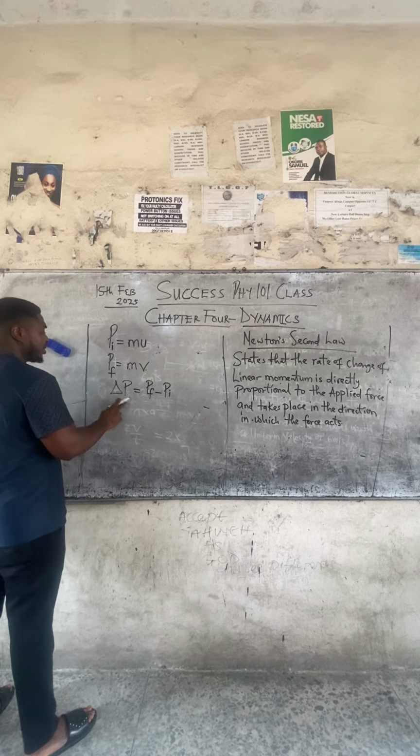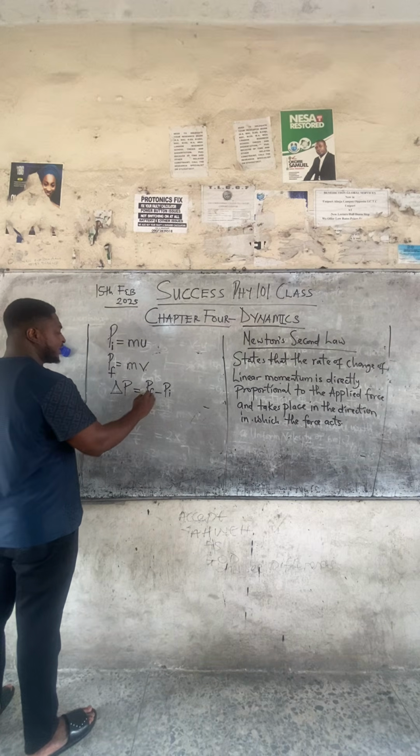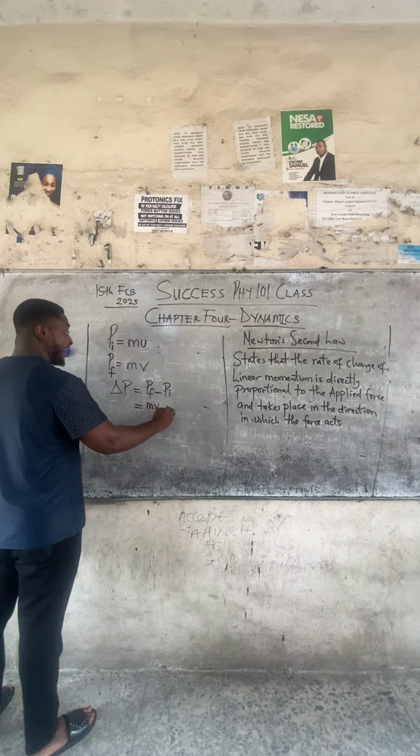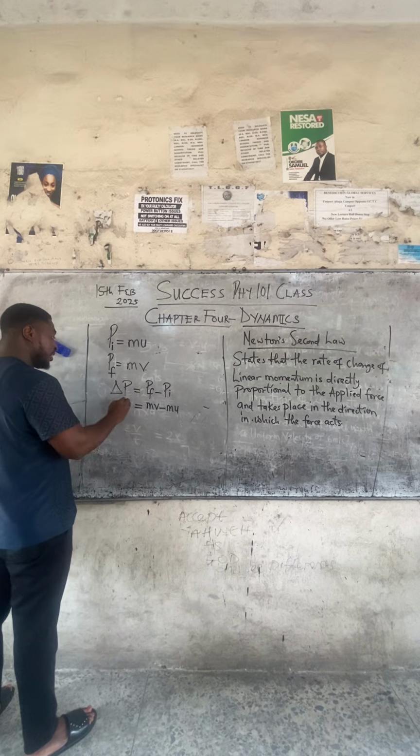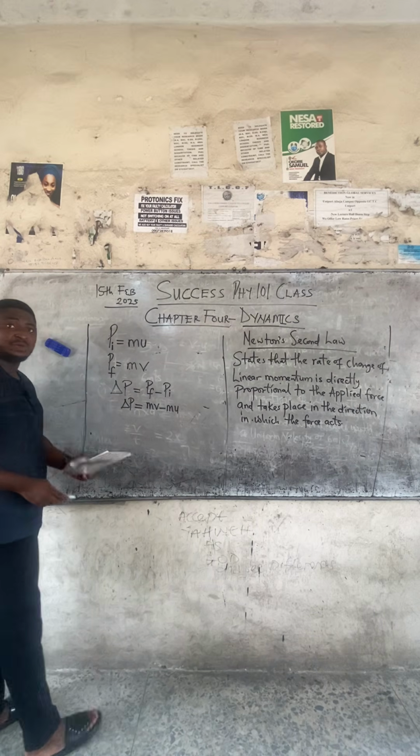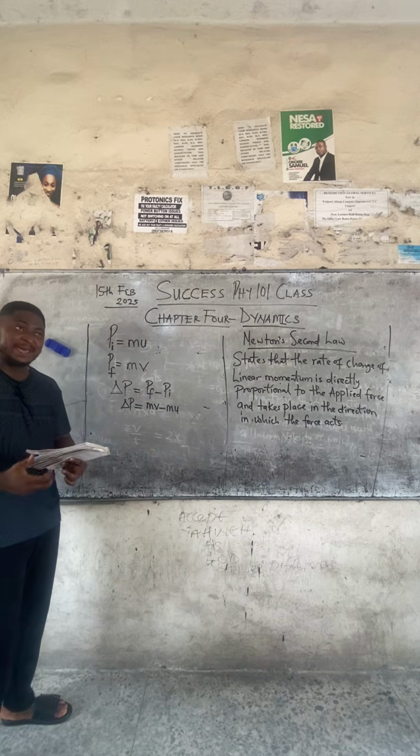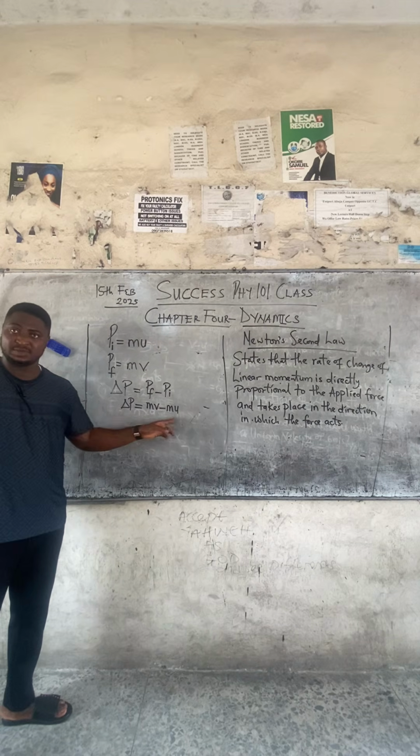So if they say the rate of change of momentum, the final momentum is what? mv. Initial is mu. So class, the change in momentum of a body is mv minus mu. The change in momentum of a body is what? mv minus mu.